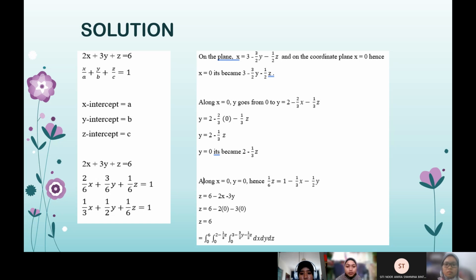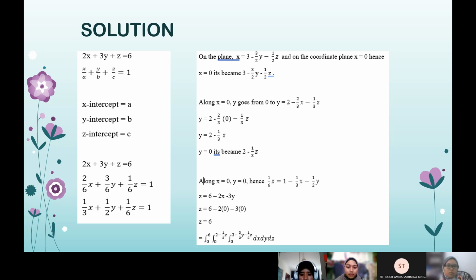And then we are going to substitute the value of x inside the equation for y, so we get y equals 2 minus 2 over 3 times 0 minus 1 over 3z. And then y equals 2 minus 1 over 3z. When y equals 0, it becomes 2 minus 1 over 3z. And then along x equals 0, y equals 0.